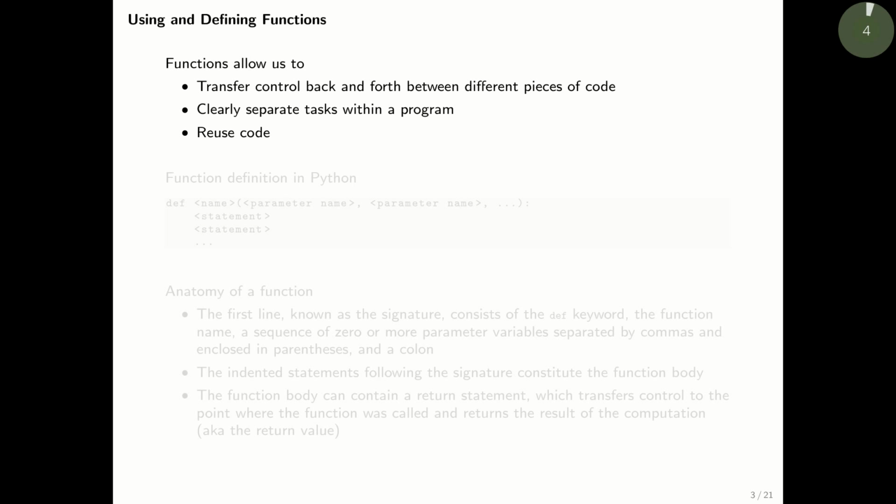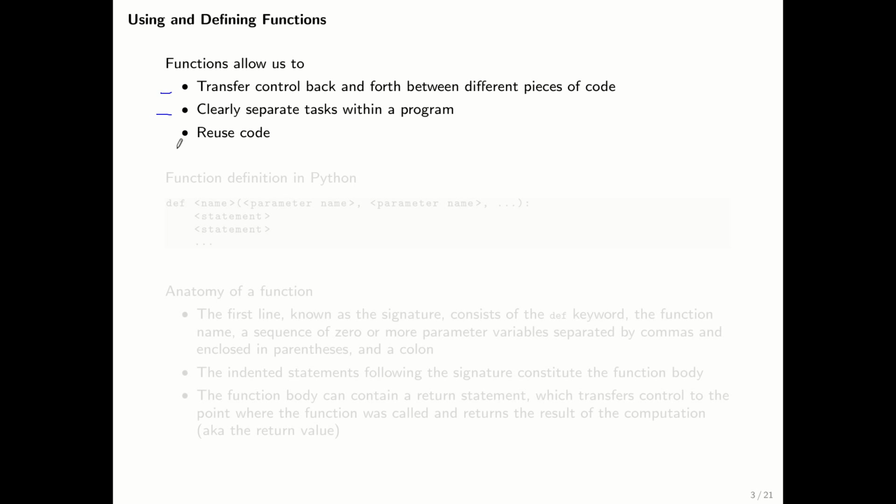So why do we need functions in our program? Well, we need functions to allow us to transfer control back and forth between different pieces of code. So that's one use for functions, just to transfer control back and forth between different parts in the program. And then functions allow us to clearly separate tasks within a program. So each function typically represents a logical unit, right?